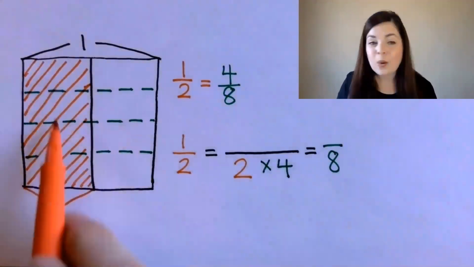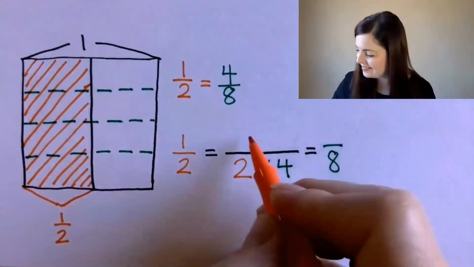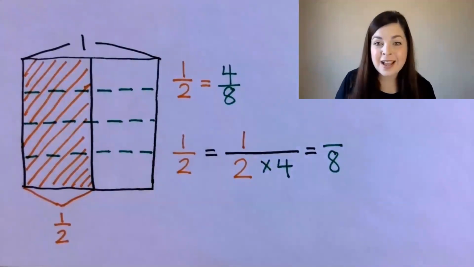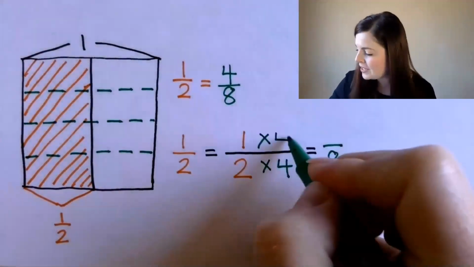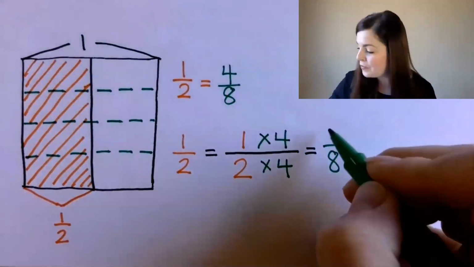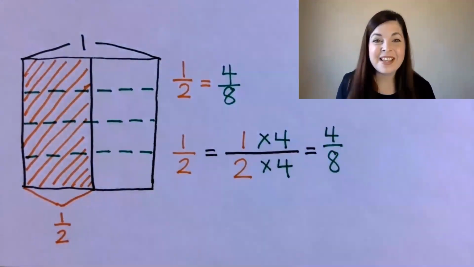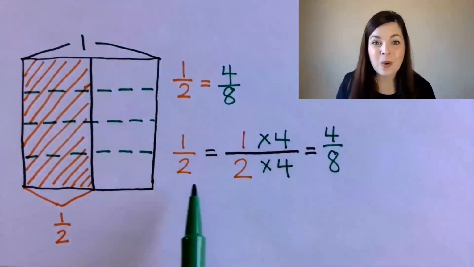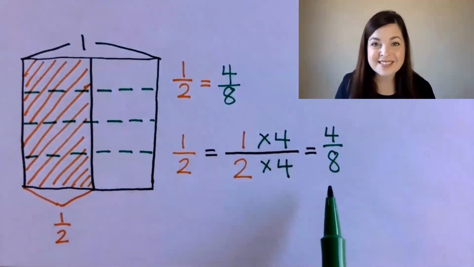In the beginning, we had 1 unit selected. And when we drew those horizontal lines, we got 4 times as many units selected. Now we have 4 units selected. So we've shown with multiplication that 1/2 equals 4/8.